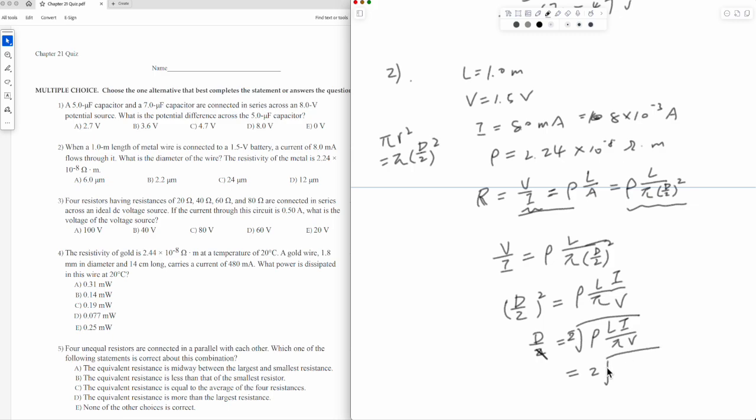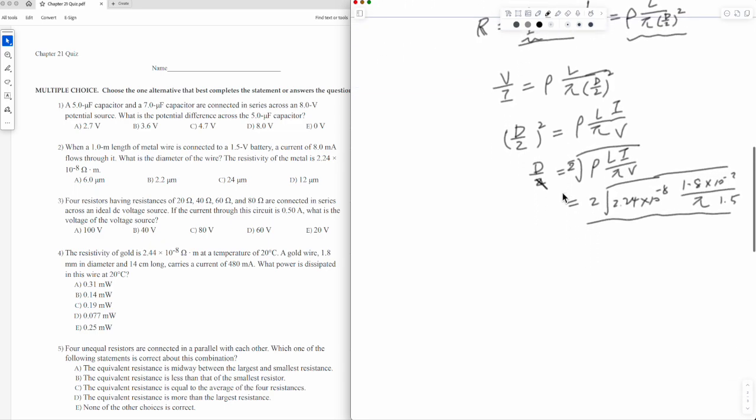So rho is 2.24 times 10 to the negative 8, okay? L, 1 meter, current, 8 times 10 to the negative 3, the current, right? So pi, voltage is 1.5. Okay, so just use a calculator, so that will be the answer. Okay, calculate it out.